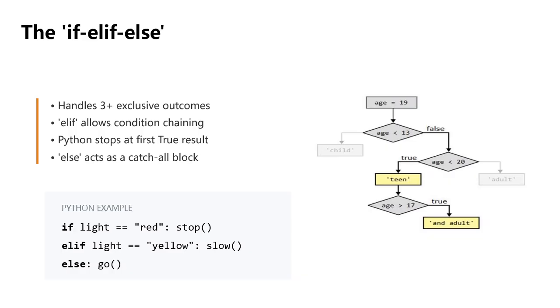Finally, the else at the bottom serves as our catch-all. If for some reason the light isn't red or yellow, the code defaults to the go action. It's a safety net for any case we didn't specifically define.